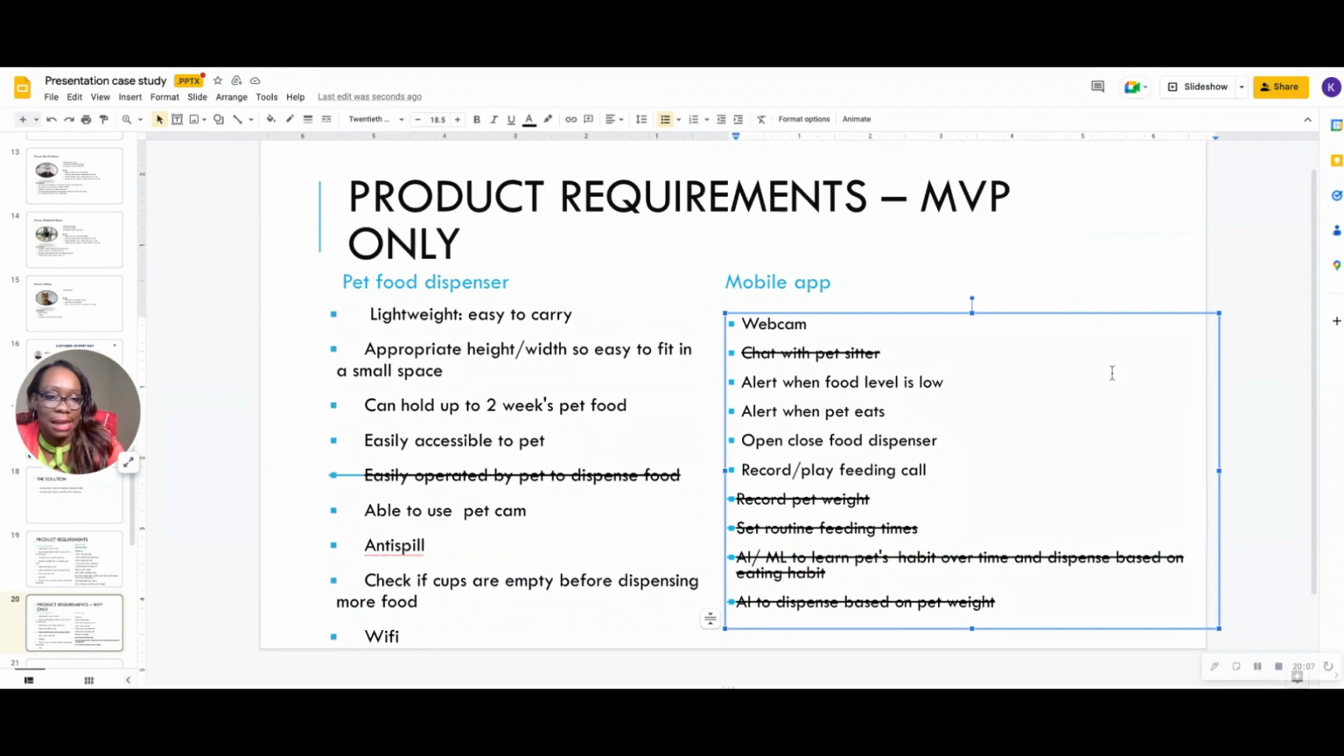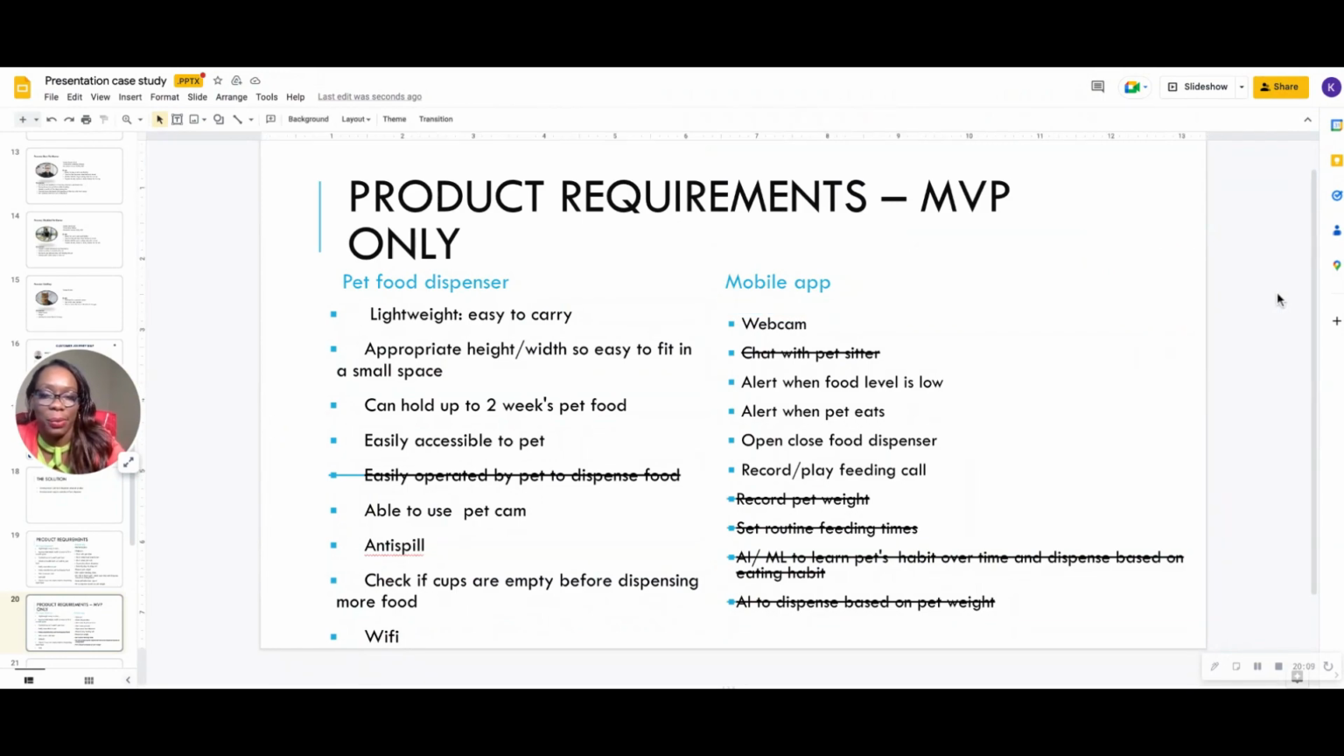From an MVP perspective, the product needs to be lightweight and easy to carry. That's something that's a must have, right? That's not something you can wait on. It must have the appropriate height and weight, so it's easy to fit in small spaces, which goes back to being light and easy to carry. It can hold up to 2 weeks of pet food. I think we should still stick with 2 weeks. We could shave it down to 1 week at least, but I think that would not match what other competitors are doing. So at least 2 weeks should be MVP. Easily accessible to the pet, that's very true, should be MVP.